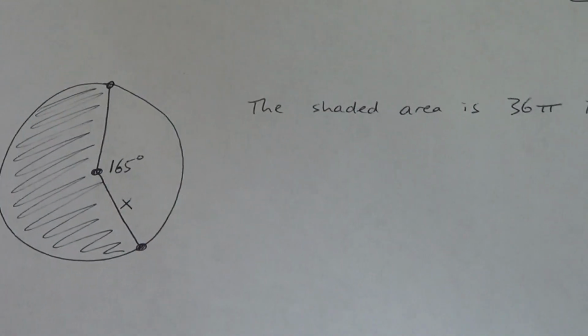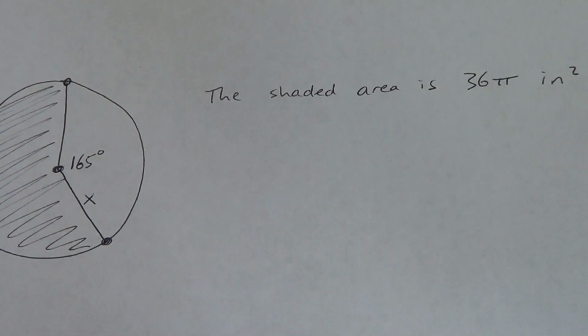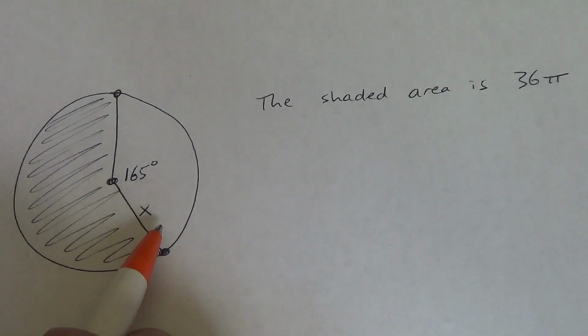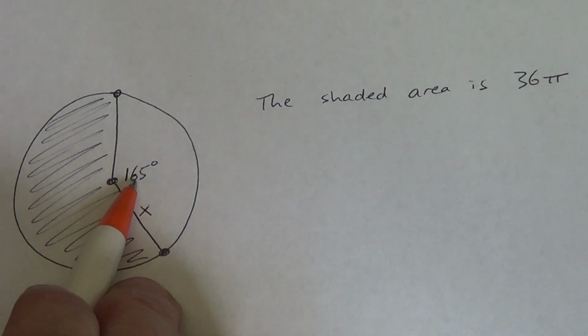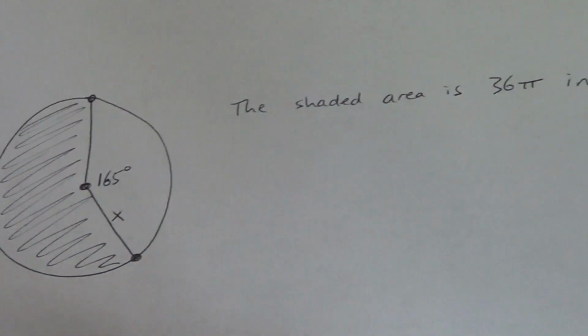Okay, next one. Shaded area is 36 pi. So this one's a little bit different. We're going to have to solve in this case for x. It gave you an angle. Remember though, the area is over here, so it's a little bit different. All right, here we go.